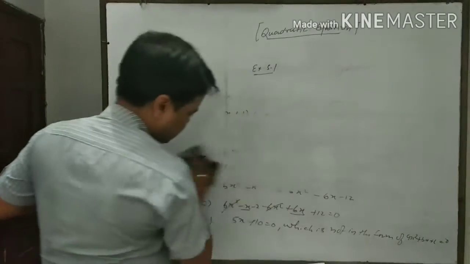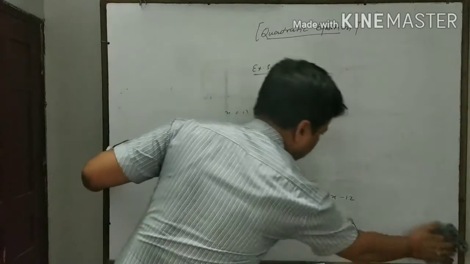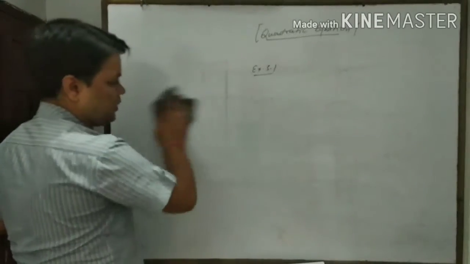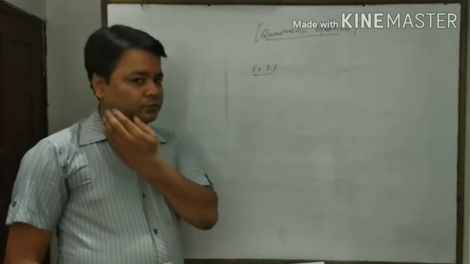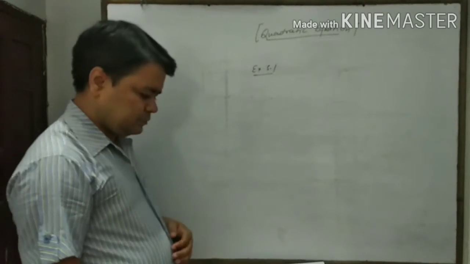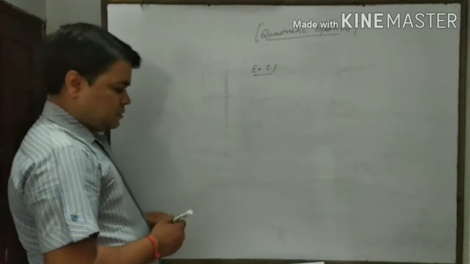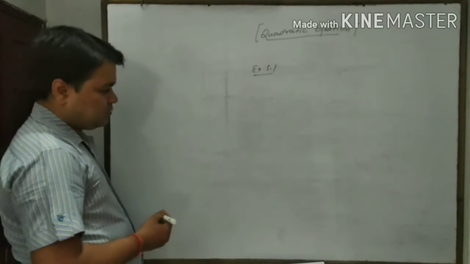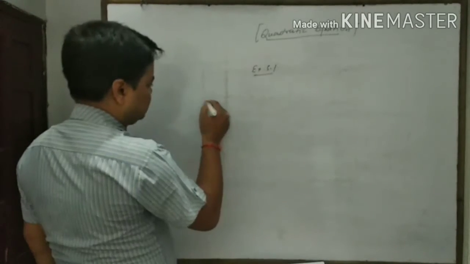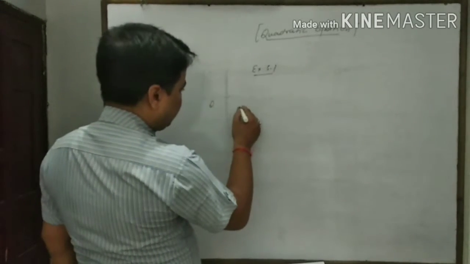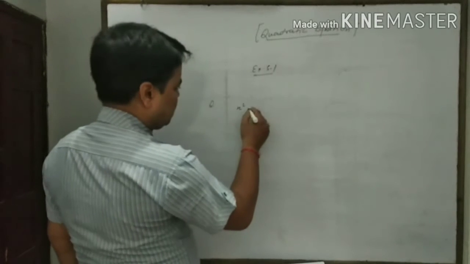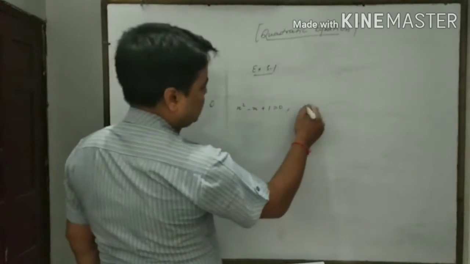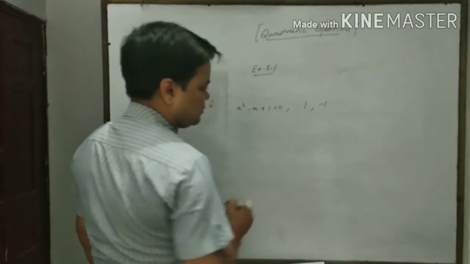Let us see, and I hope you complete your fair copy. You should complete your fair copy according to the exercise. Let us see the question given: x square minus x plus 1 is equal to 0, and here the roots given are 1 and minus 1.